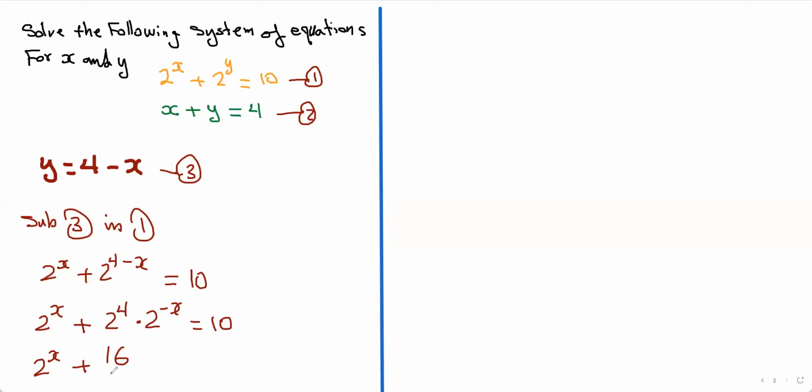But 2 to the negative x, I'm going to bring it to the bottom and make it 2 to the power of positive x equals 10. I'm going to take this to the top here, so I'm just going to recopy it. 2 to the power of x plus 16 over 2 to the x equals 10. To be able to do this, and this is rigid right now, unless you do common denominator here.